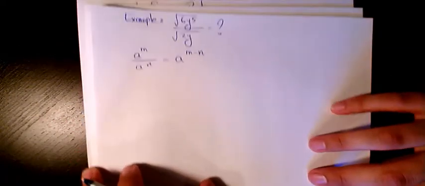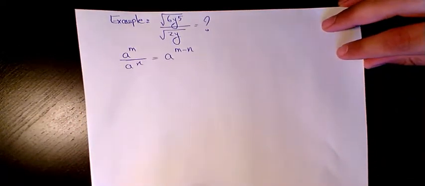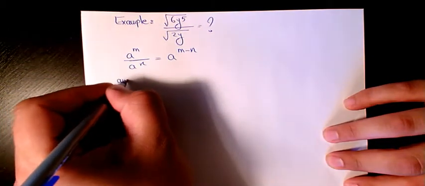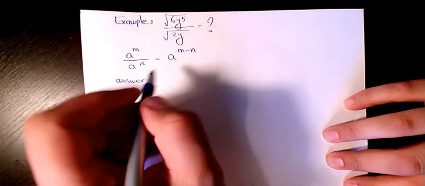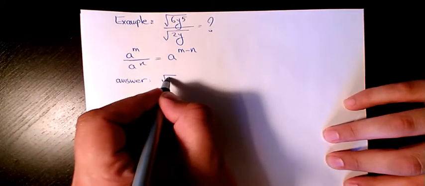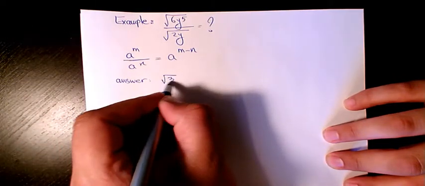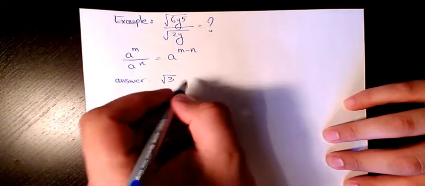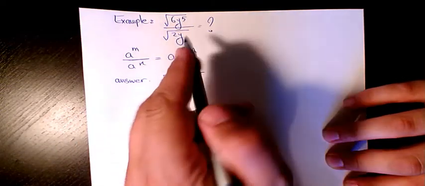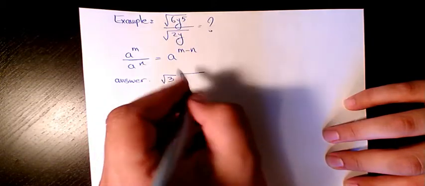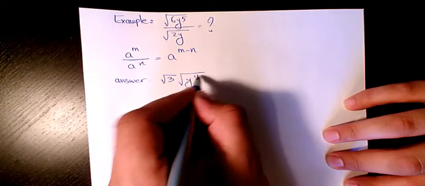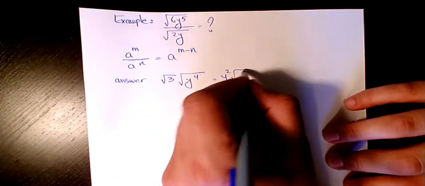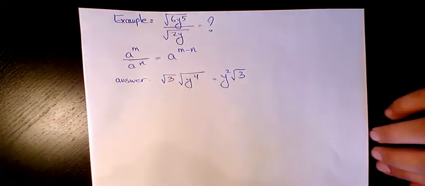So the answer is: root 6 divided by root 2 is going to be root 3, and y to the power of 5 divided by y is going to be y to the power of 4. So the square root of y to the power of 4 is going to be y squared. So the answer is y squared root 3.